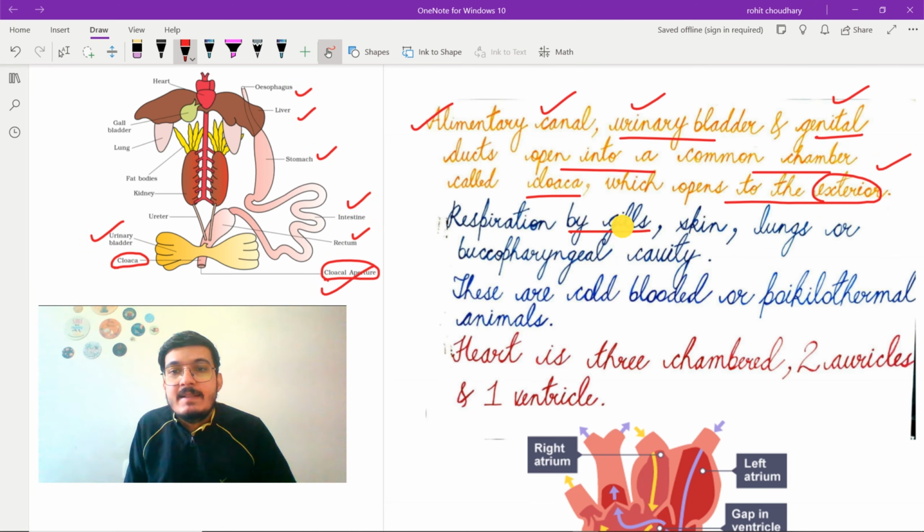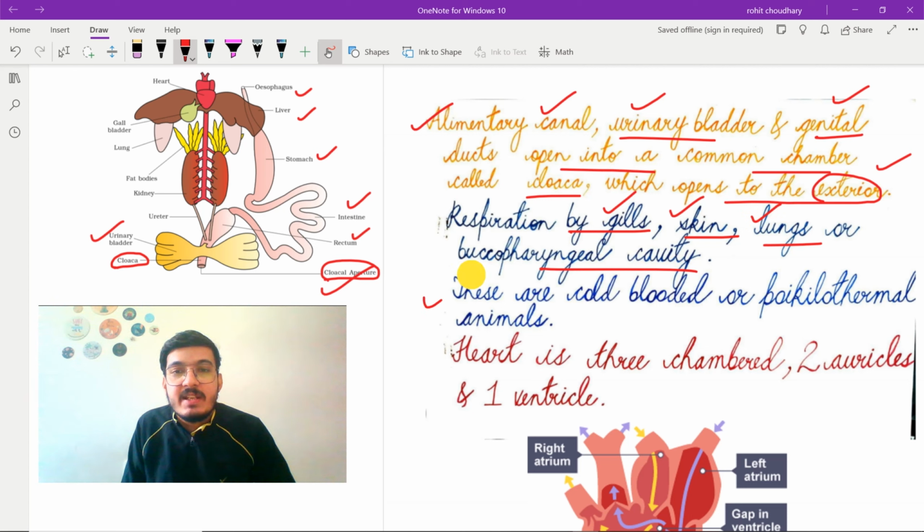Respiration is by gills, skin, lungs, or buccopharyngeal cavity. In case of larva, the respiration occurs with the help of gills. And in adults, the respiration occurs with the help of skin, that is known as cutaneous respiration. And if the respiration occurs with the help of lungs, it is known as pulmonary respiration. The respiration can be through buccal cavity as well, that is the lining of mouth cavity.